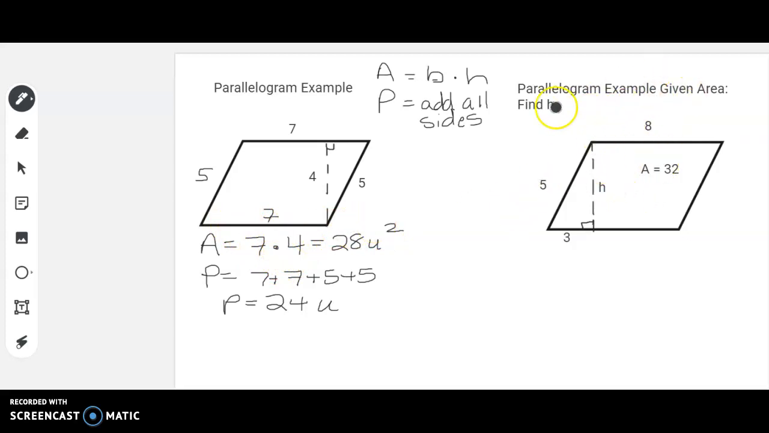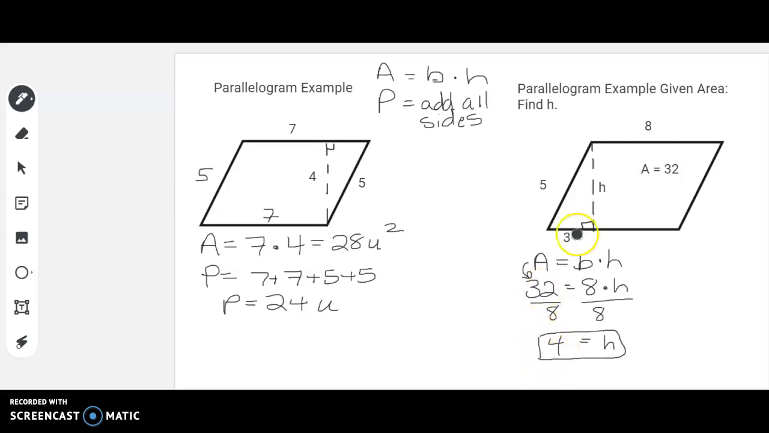Okay, well, what if we were given the area and I want to find h? We know our area was equal to base times height. And I know that 32 is the area, so that's going to be substituted in. I can see my base is 8. And then I need my h for height. Well, then I just solve. 8 is being multiplied to h, so I need to divide by 8. And my h is equal to 4.